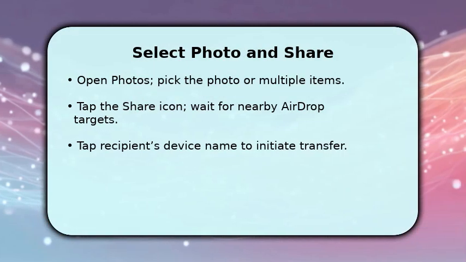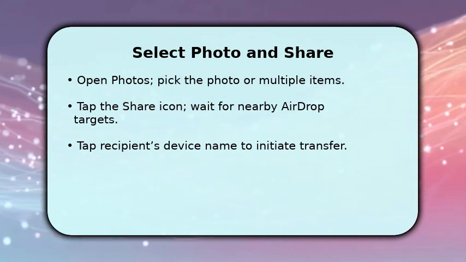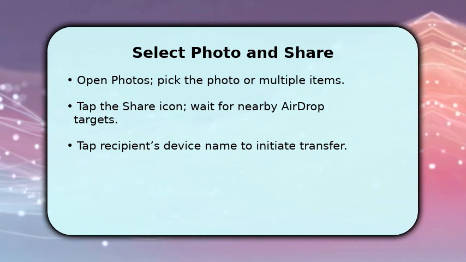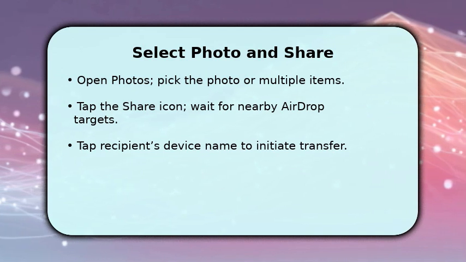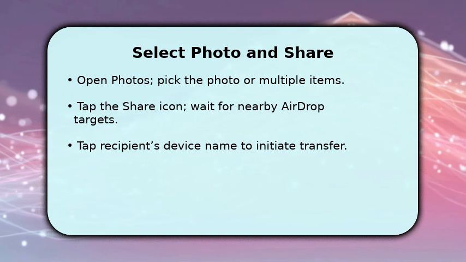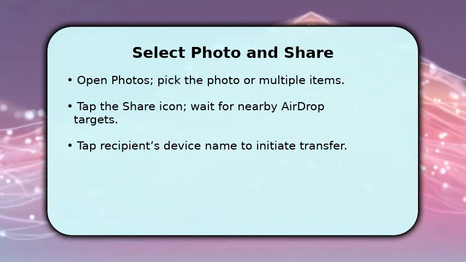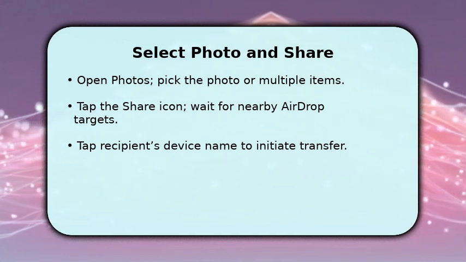You now pick the photo to send. Open Photos, tap the image or select multiple, then tap the share icon at the bottom. Your iPhone uses Bluetooth to locate nearby AirDrop targets and shows them in the share sheet, so wait a second for names or device icons to appear. Tap the intended recipient's name. Your phone creates an encrypted transfer and starts sending over a peer-to-peer Wi-Fi link for speed.